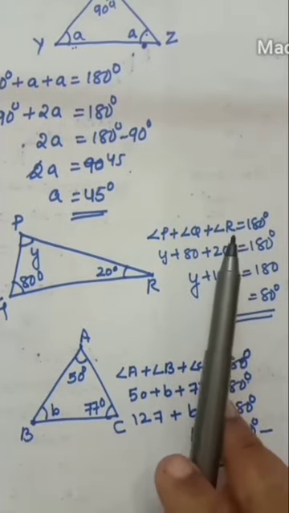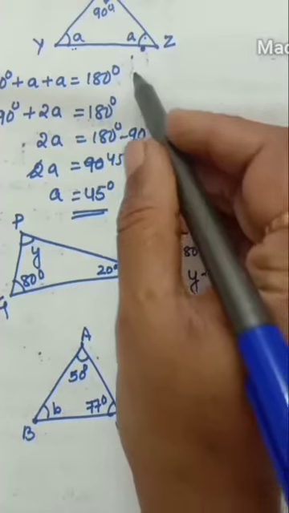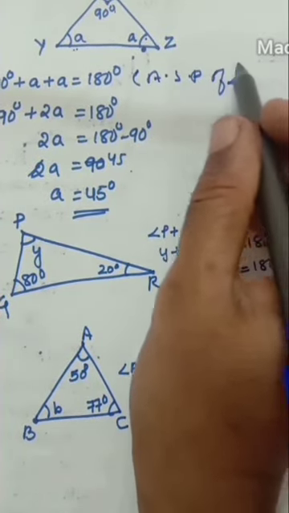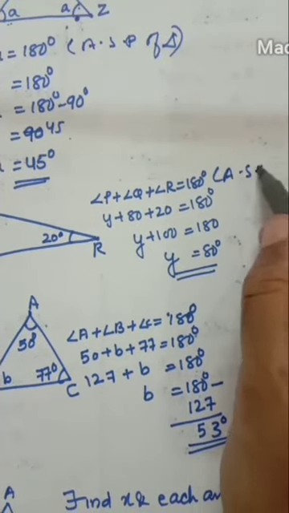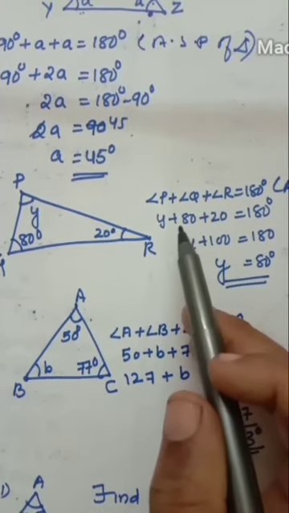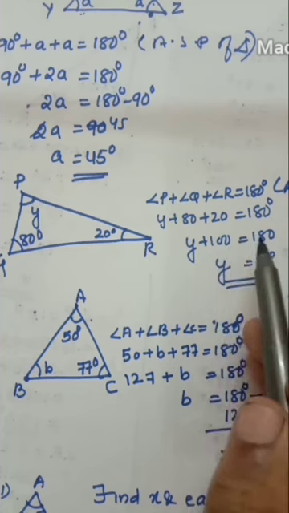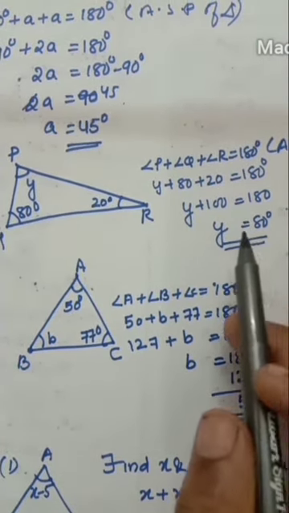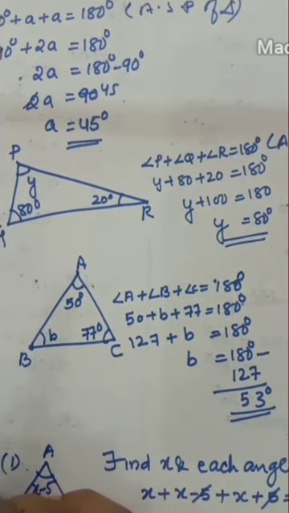Angle P plus angle Q plus angle R equal to 180 degrees. That is the angle sum property of a triangle. Here also you have to write the angle sum property of a triangle. Add it. Y plus 80 plus 20, 100, that will move that side. Y equal to 180 minus 100 is 80 degrees. Okay, mental calculation only. So the unknown variable y you are getting is 80 degrees.